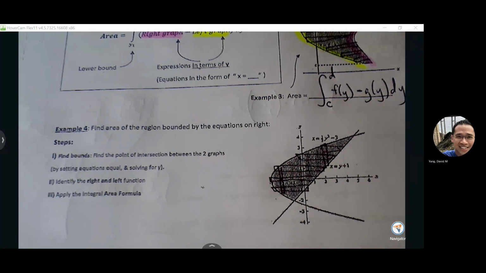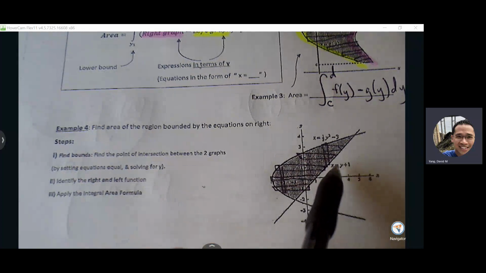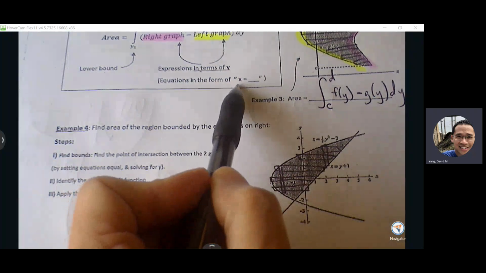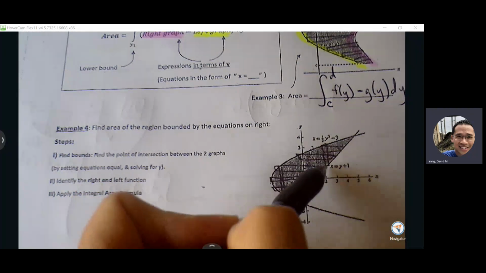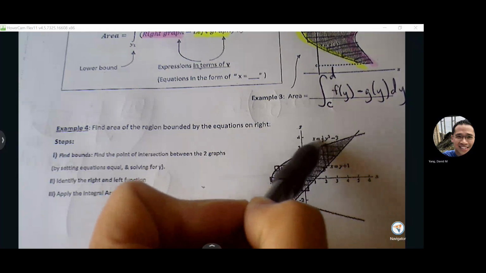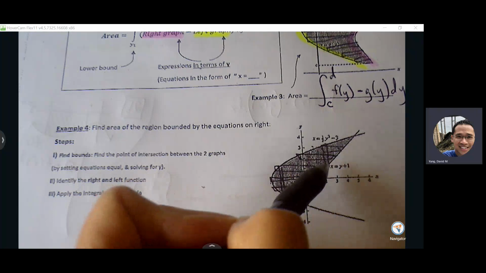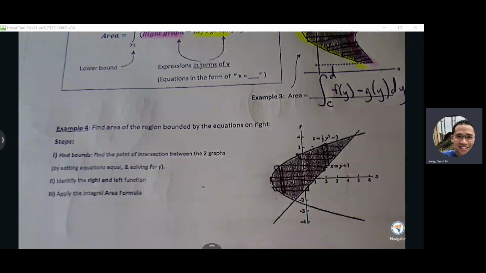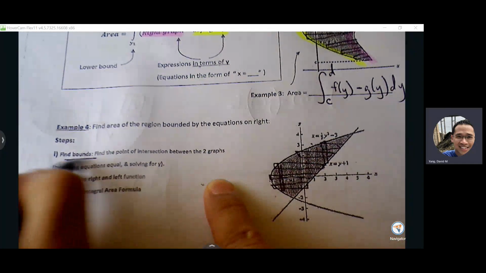Okay. Now, the nice thing is that these equations are already written in the form that we want, because if we want to do right minus left, we have to take the equations that take on the form of x equals, which they do, right? So there's x equals, and then everything on the right side is in terms of what? Which variable? In terms of y. That's a good sign, right? If we see x's and y's mixed in, we have to continue to make adjustments. Okay, so first thing is we need to find bounds.